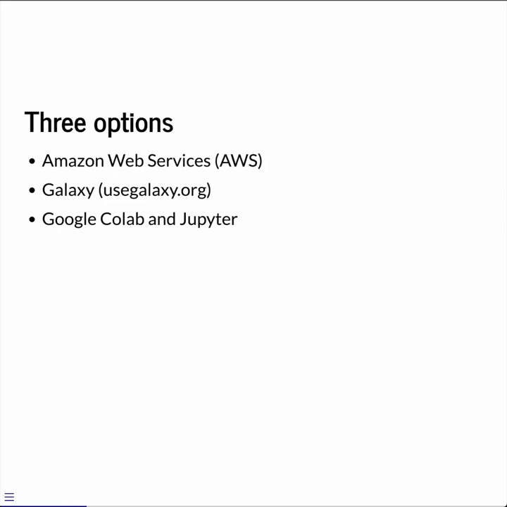Okay, I'm going to discuss three resources. First, AWS, Amazon Web Services, which is a raw data center based solution. Then Galaxy, which is a graphical tool. And Jupyter on Google Colab, which falls in between both a bit.